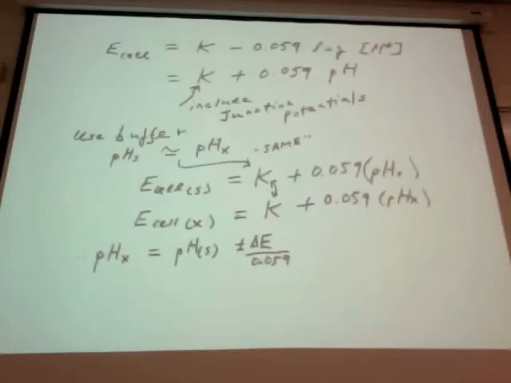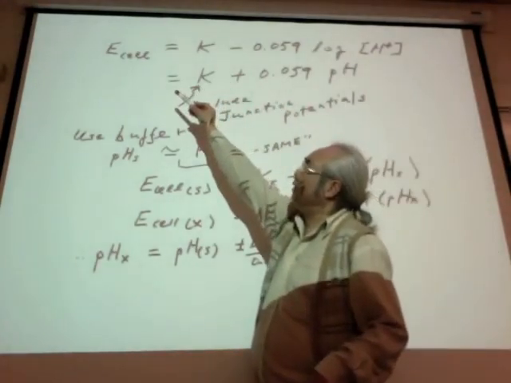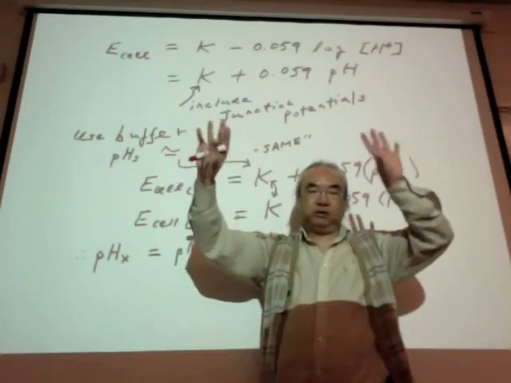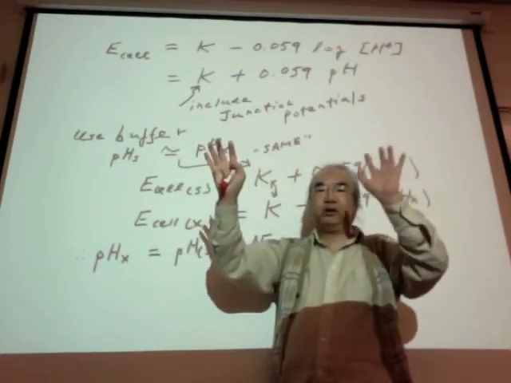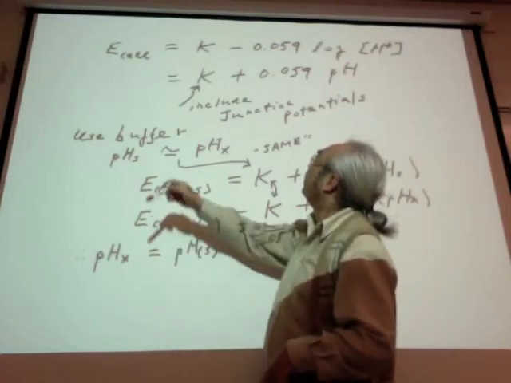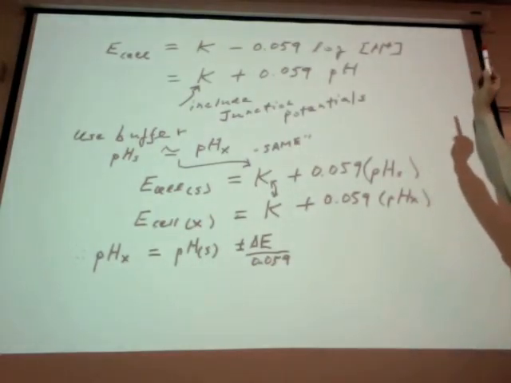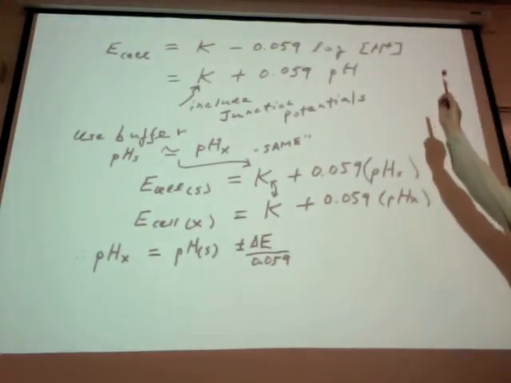How can you minimize the junction potential? So here is the entire story. When you measure an E cell, the two electrodes, you're going to measure the complete E cell. So the E cell is equal to this because of the proton selective membrane.